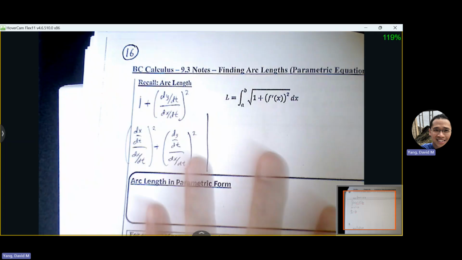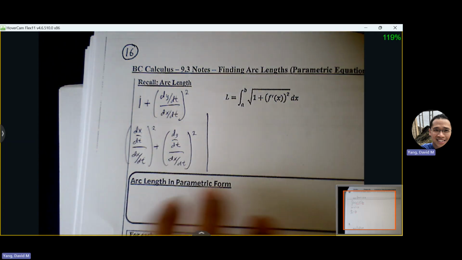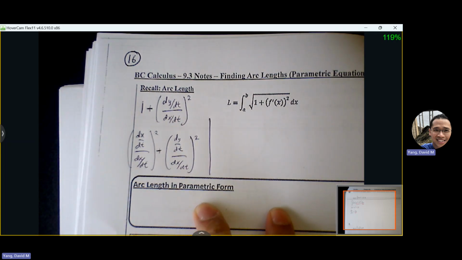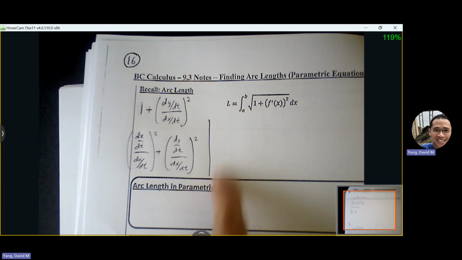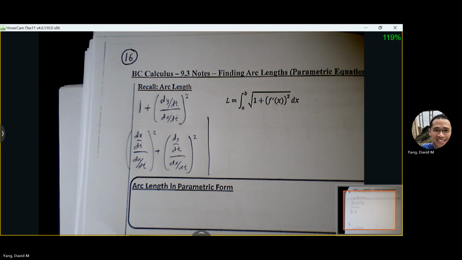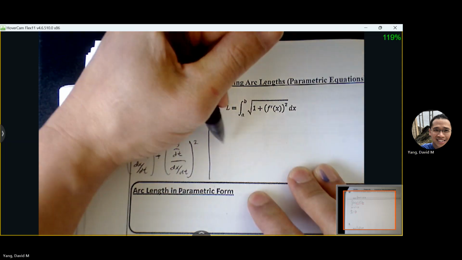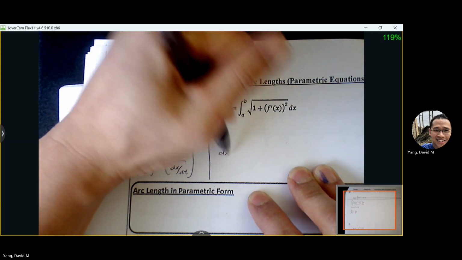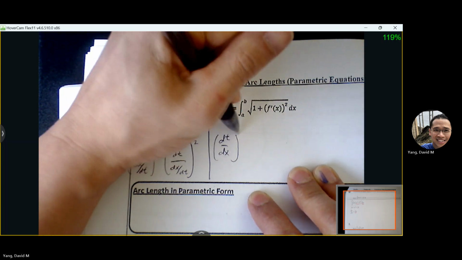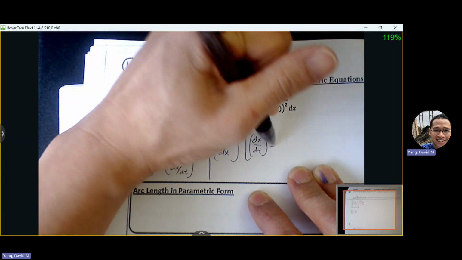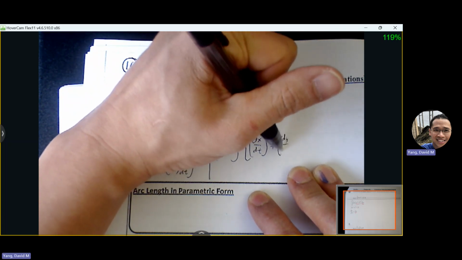Now, we don't have to worry about the proof after this, as long as we know what the arc length in parametric form is, but I just want to show you that these are very much connected. Now, this dx over dt in the denominator is really dt over dx in the numerator. And that will allow us to isolate this dx over dt squared plus dy over dt squared.